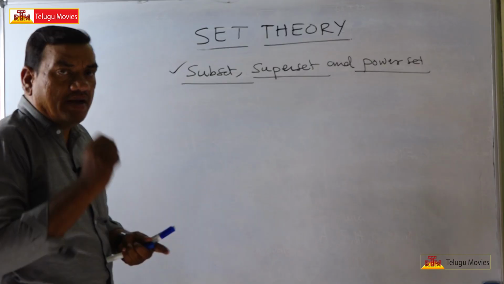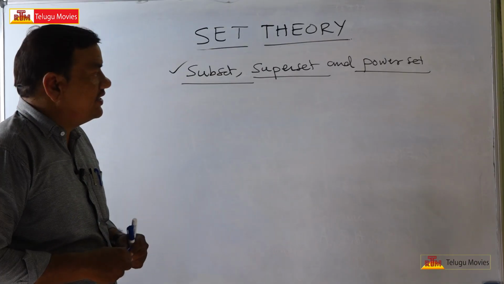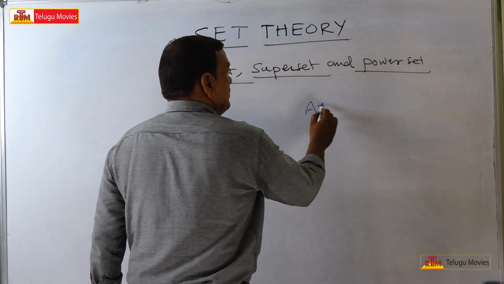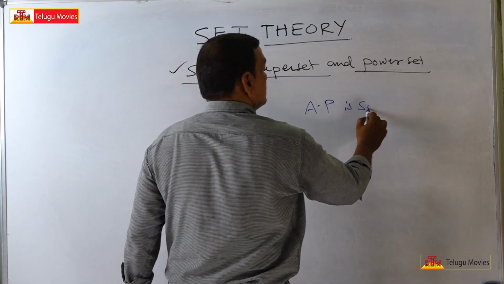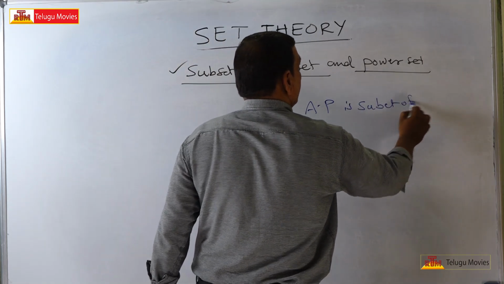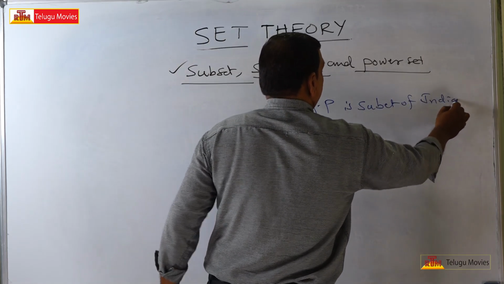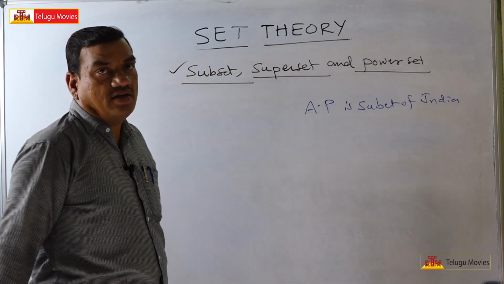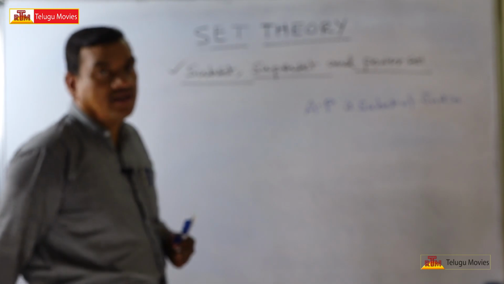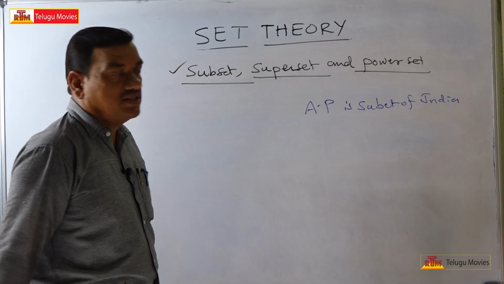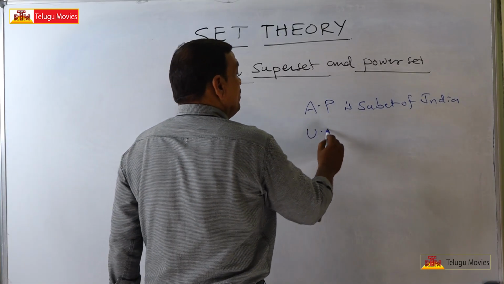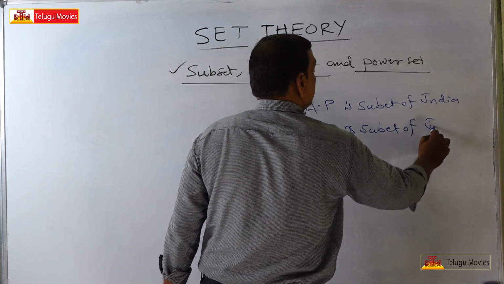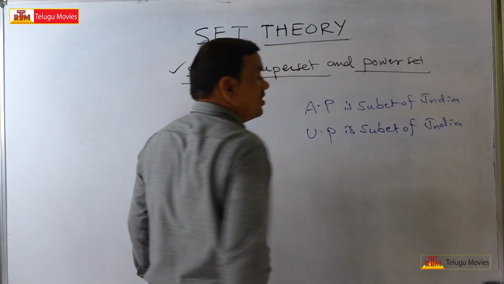Yes, I will tell one statement, to say whether it is right or wrong. Andhra Pradesh is a subset of India. Is it right or wrong? Yes. Why? In India, Andhra Pradesh is there. But in Andhra Pradesh, India is not there. In India, Andhra Pradesh is there. UP is a subset of India. Yes, right. Am I right or no? Yes.